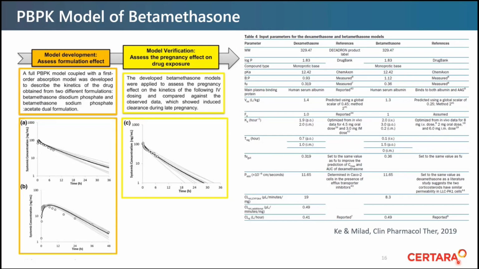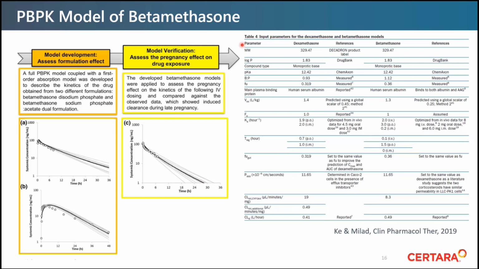The PBPK model that they're using for this was developed by Alice Key and Mark Malad and published in CPT in 2019. In this publication, they describe the development of a full PBPK model for healthy volunteers, as shown here. They have both IV and intramuscular dosing of betamethasone in the healthy volunteer population. And then they verified the model in pregnant women using IV data only.